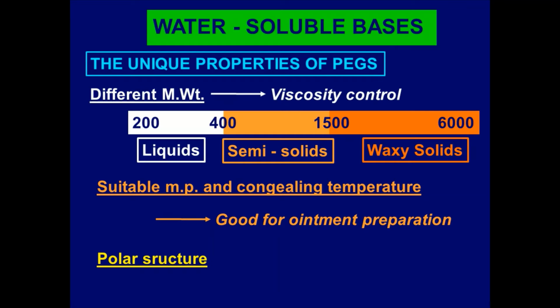The third unique property is their polar structure, which makes them water soluble, so easily washed, and many drugs can be incorporated in it, and the different advantages we said before. So the unique properties of polyethylene glycols are they have different molecular weights, so we can control the viscosity of the base. They are of suitable melting point and congealing temperature, so they are good for ointment preparation, and they are of polar structure, so they are water soluble.